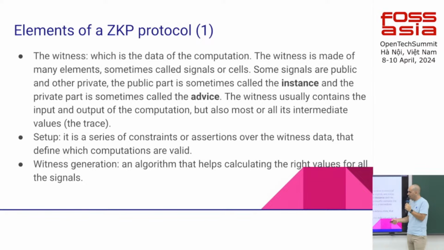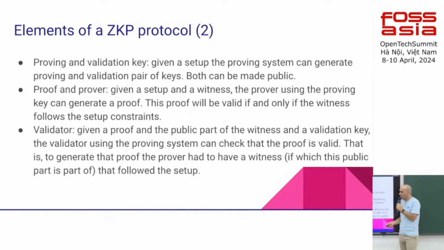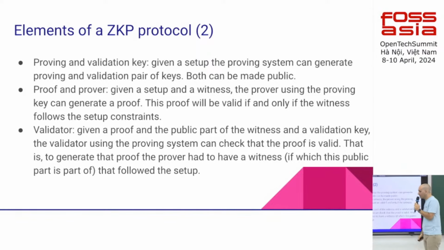That is actually the algorithm itself that we are proving, that is generating all the witness values. Those are the different things you need to consider as a software engineer. Then there is the proving and the validation key. So for the circuit, for the setup, we get two keys that are both public, and the prover, having a witness and using the proving key, can generate a proof, no? But they can generate a valid proof only if the witness matches the constraints that we have put in the setup.